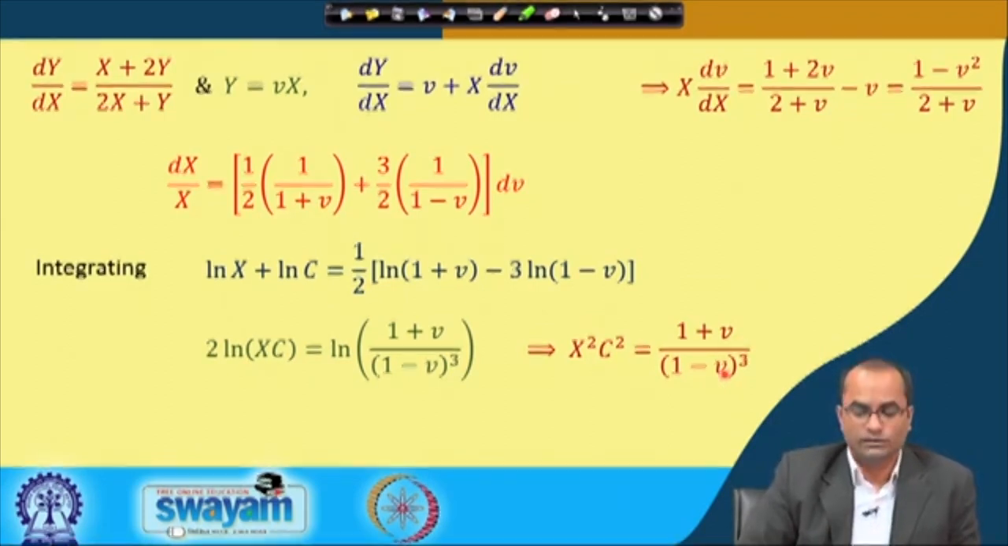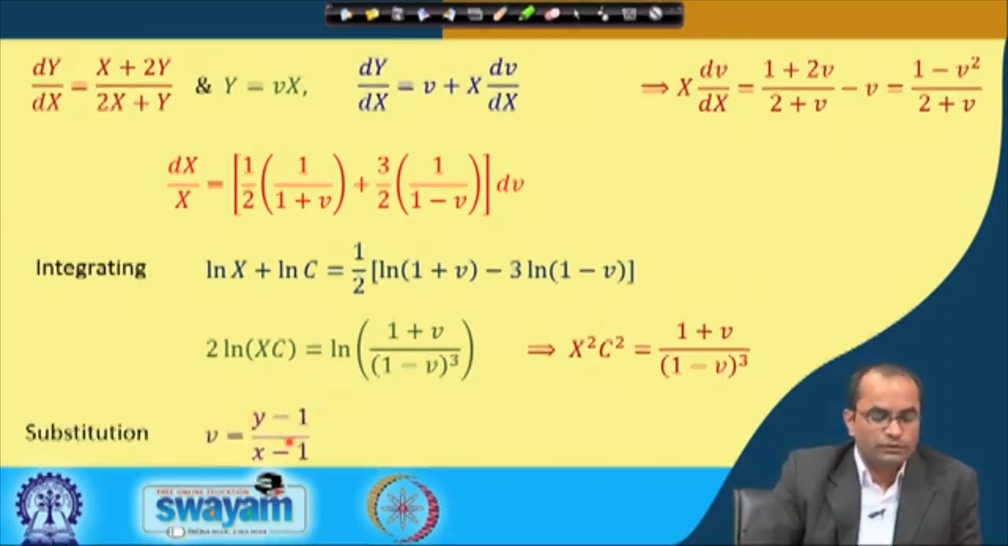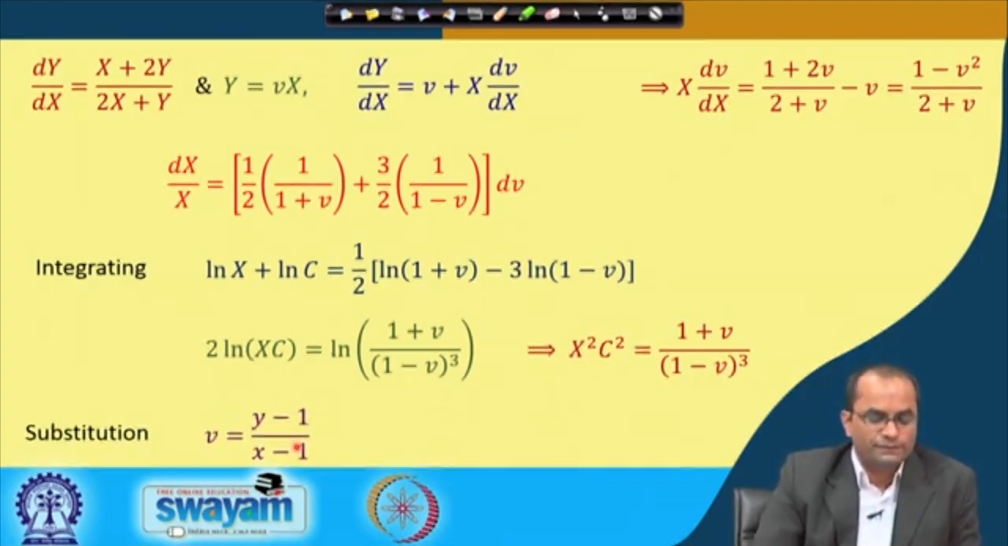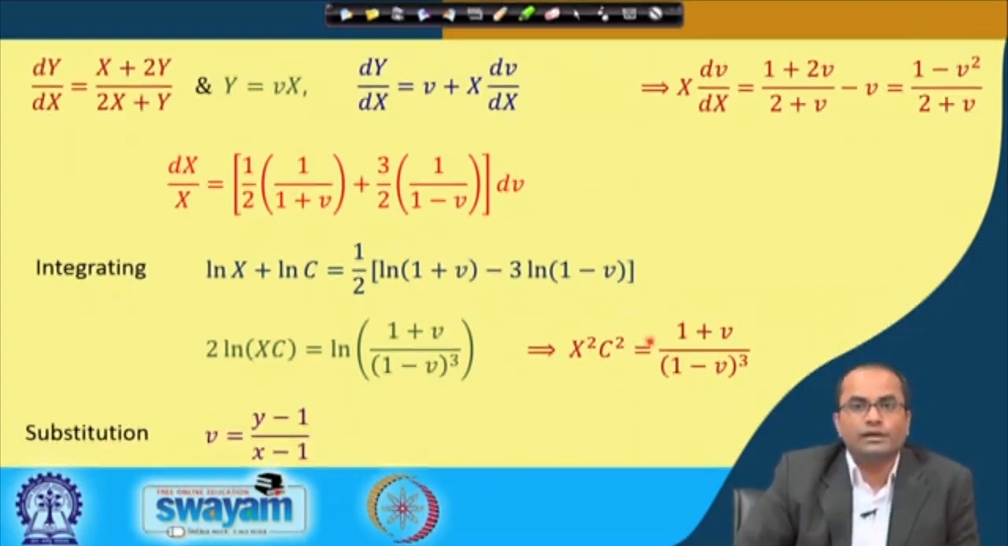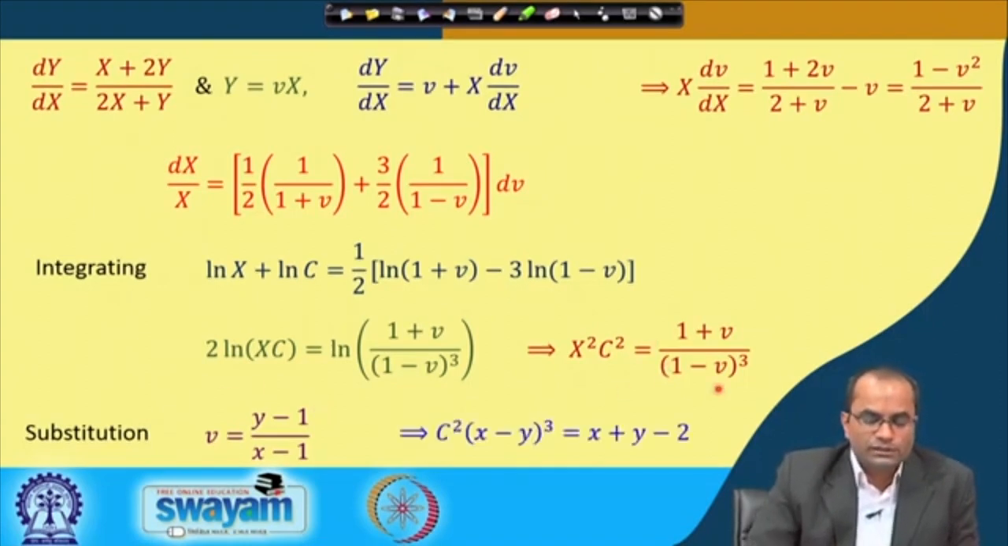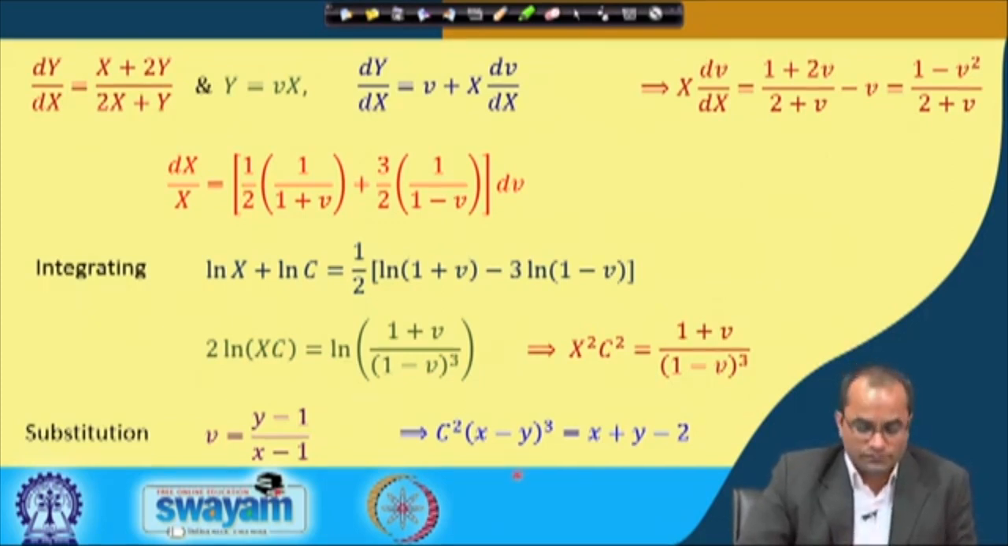Then we need to substitute v as y minus 1 over x minus 1, because this h and k were 1 there. So v in terms of y and x was given here as big Y over big X, and then big Y is y minus 1 and big X is x minus 1. Finally, this v we have to substitute here to get the relation of x and y. By substituting this, we get the relation c square times x minus y cube is equal to x plus y minus 2, and that is the solution written in implicit form of the given differential equation.